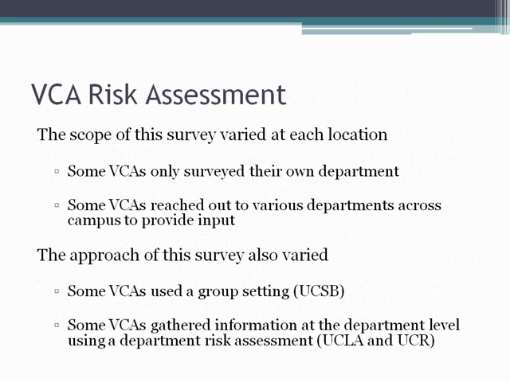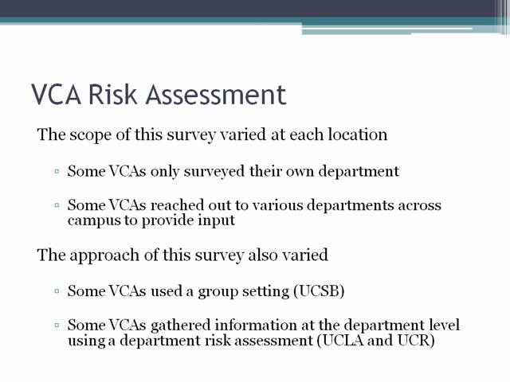So the scope of this survey varied at each of the different locations. And so we sent out a survey to each of the different Vice Chancellors of Administration. And some of them really just worked within their own department to identify what the impact, likelihood, and current control effectiveness were for this predetermined list of common risks. And so some of them just looked at their own department. Some of them reached out to their colleagues in different departments across campus to provide input.